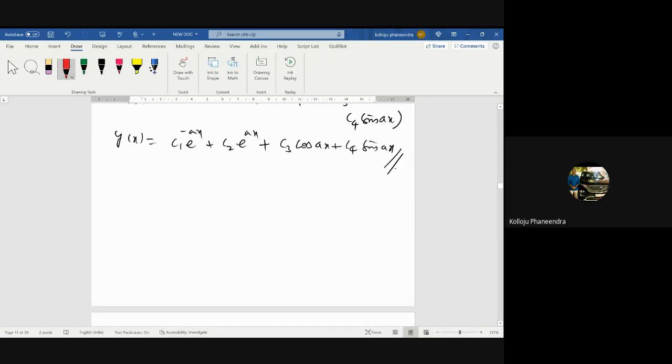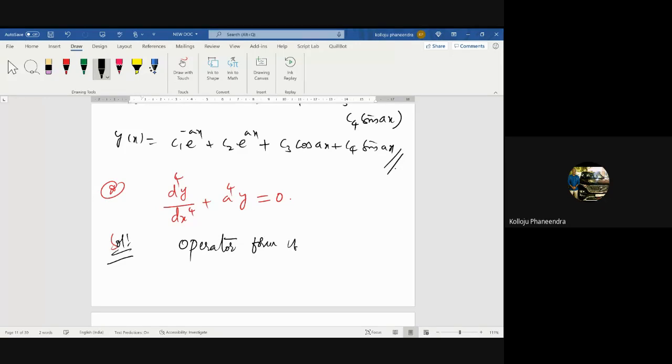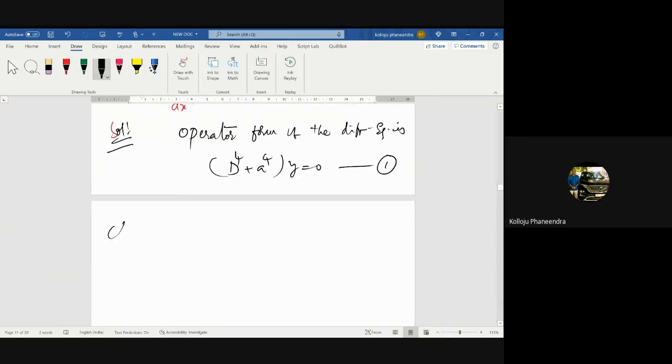Right? Now, the problem is d power 4 y by dx power 4 plus a power 4 y equal to 0. Solution. Operator form of the differential equation is (d power 4 plus a power 4) into y equal to 0. Correct? Now what is the auxiliary equation, or characteristic equation? Characteristic equation is f of m equal to 0.